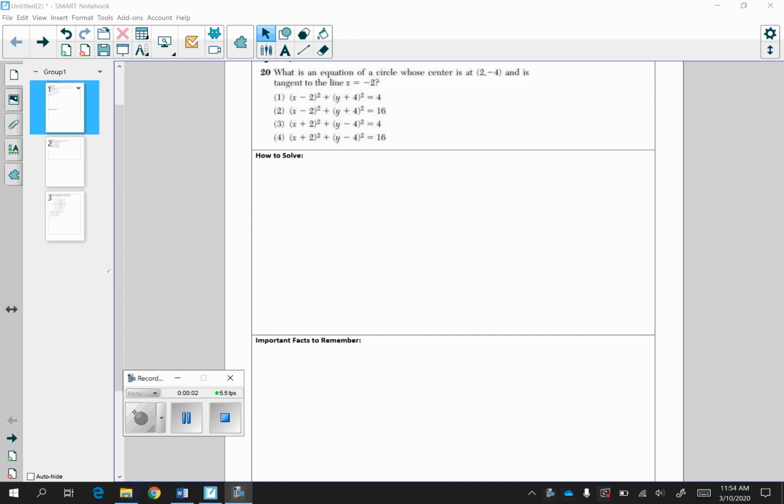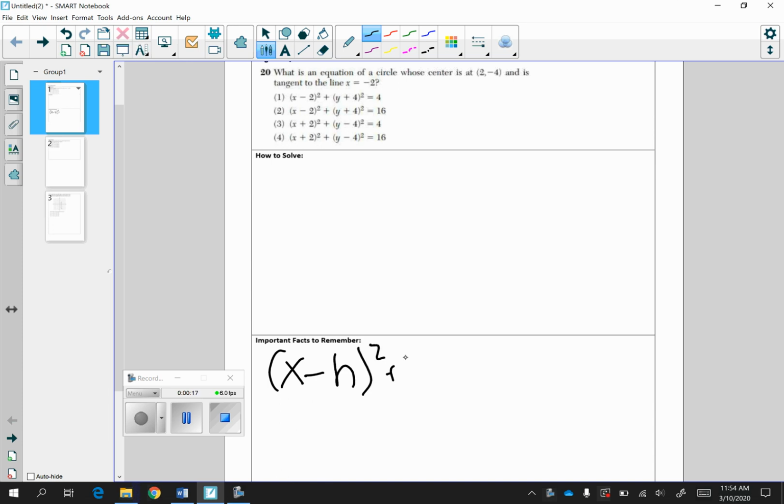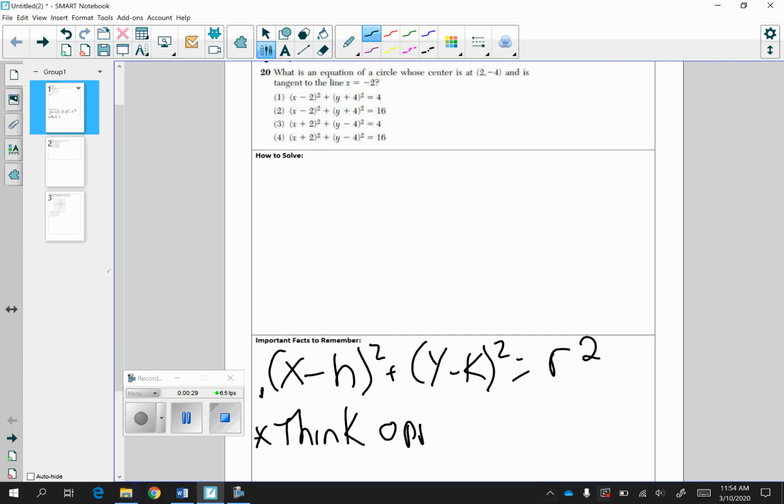Today's topic is equations of a circle. We're going to start with the important facts to remember, such as the equation of the circle. The equation of the circle is (x minus h) squared plus (y minus k) squared is equal to the radius squared. We always have to think opposite.